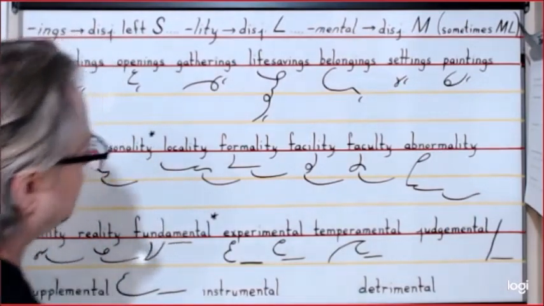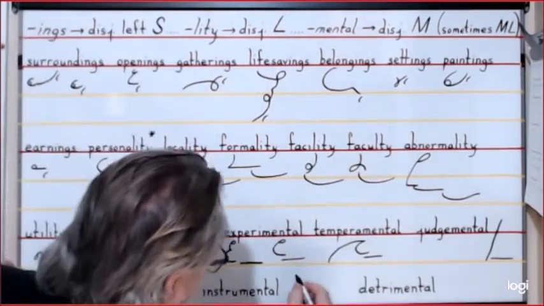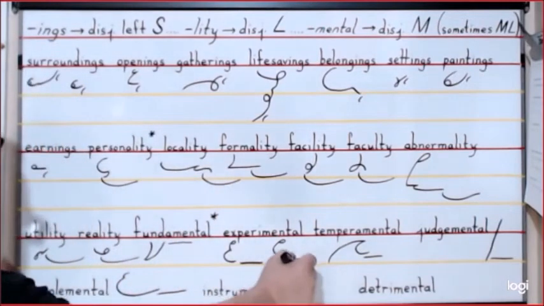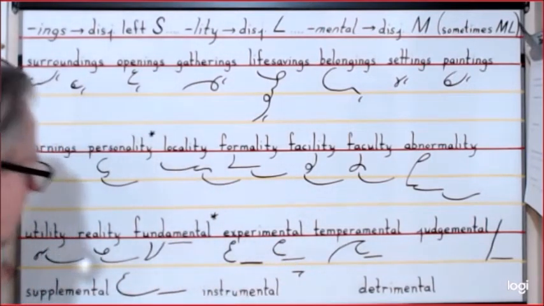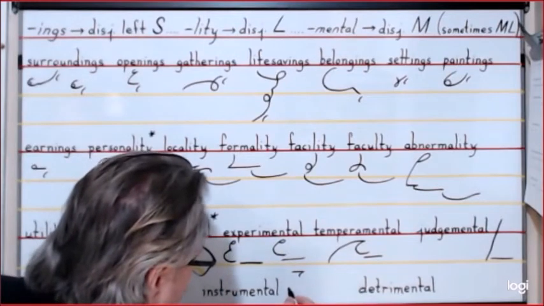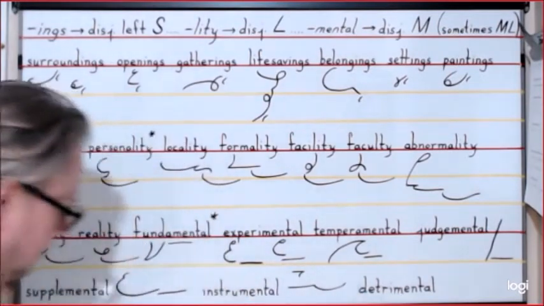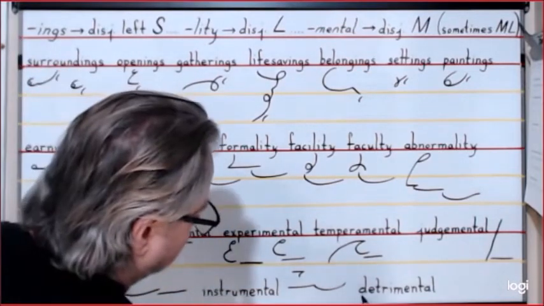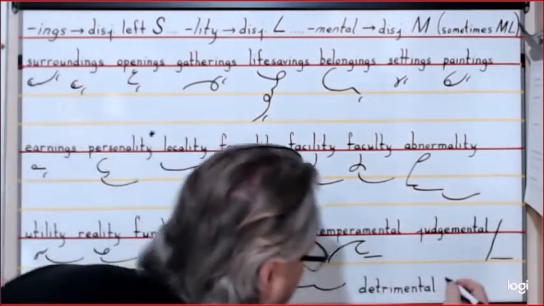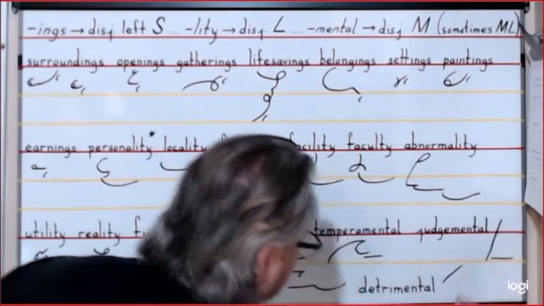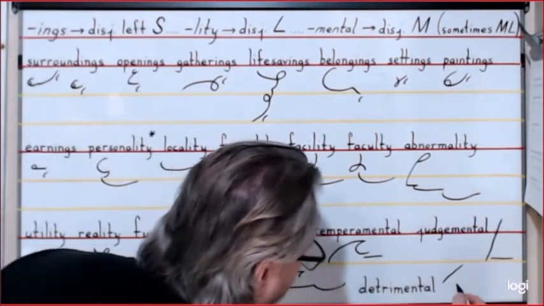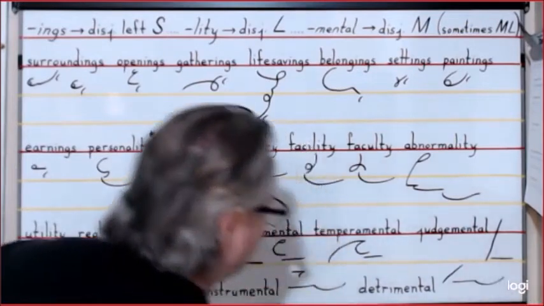Instrumental, now here's where we're going to use the ML because the NS is actually a prefix for the instruct sound, so we're going to have to make it an ML disjoined. Detrimental, the same idea. It uses detra, the D disjoined, as a disjoined prefix, so we'll have to write the ML for mental.